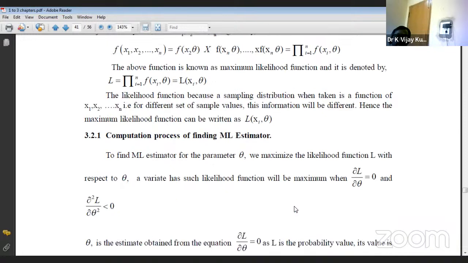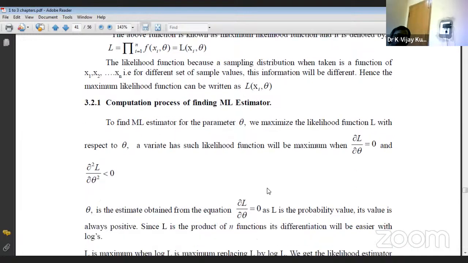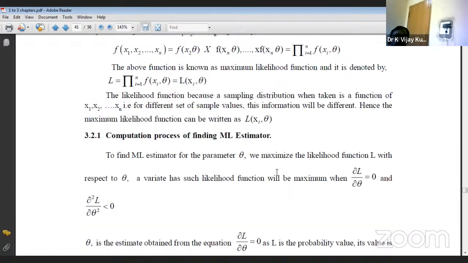Computation process of finding the ML estimator. To find the ML estimator for theta, we maximize the likelihood function L with respect to theta. Such a likelihood function will be maximum when the first derivative of L with respect to theta is equal to 0 and the second derivative of L with respect to theta is less than 0.